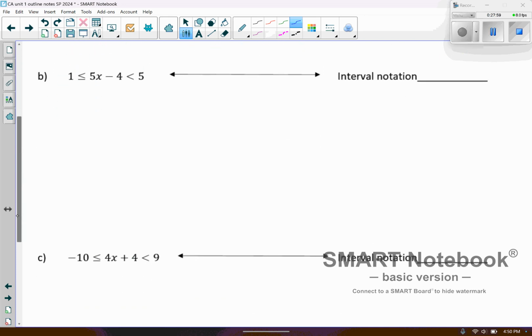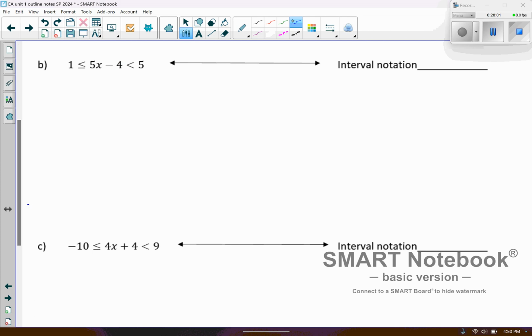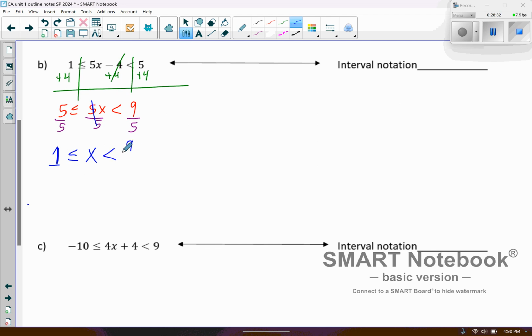So let's look at another one here. I'm going to draw those lines to help me keep track of everything. I'm going to start by adding 4 everywhere, so that will cancel out. Now I'm left with 5 is less than or equal to 5x, which is then less than 9. And then we're going to divide everything by 5, and that will cancel out. 5 divided by 5 is 1, less than or equal to x, which is then less than 9 over 5. So I'm getting squeezed between these 2 numbers.